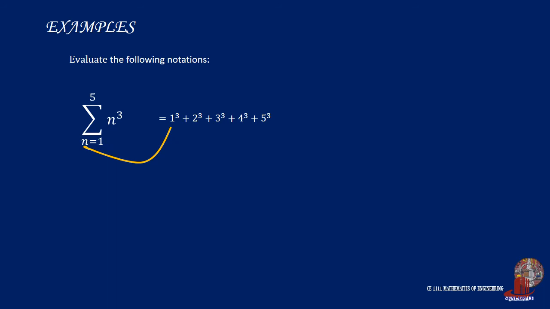Let's move on to some more examples. Evaluate the following notations. The sigma of n cubed with n equal to 1 until 5. Expanding the notation will require the substitution of n into the terms giving 1 cubed, 2 cubed, 3 cubed, and so on until 5, the final index. Take the total of the terms, which gives 225.